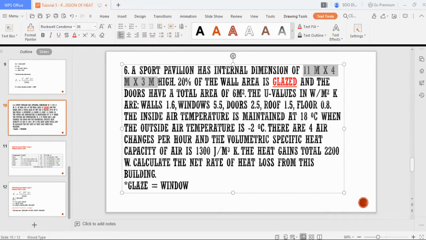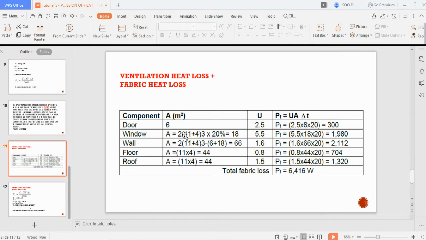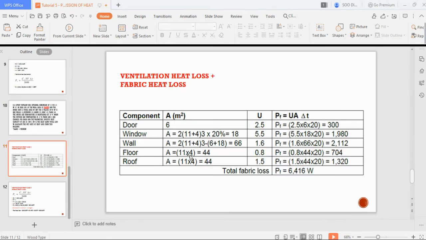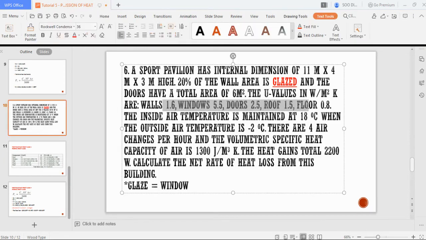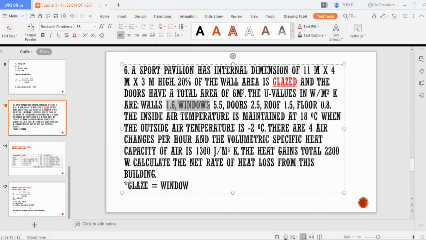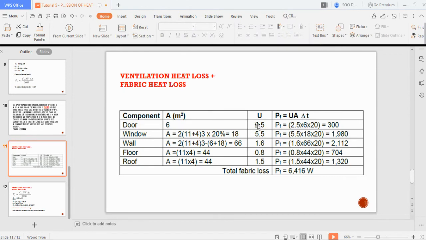So your wall area can be obtained from these three sides of the building. So 14 plus 4 multiply by 3 and then times by 2, and then this 20%, this is your window area. So the remaining area is the wall, and the floor and the roof, which is from this. So you'll get the U value from which is given here. Wall is 1.6, window 5.5, door 2.5. This is your U value.